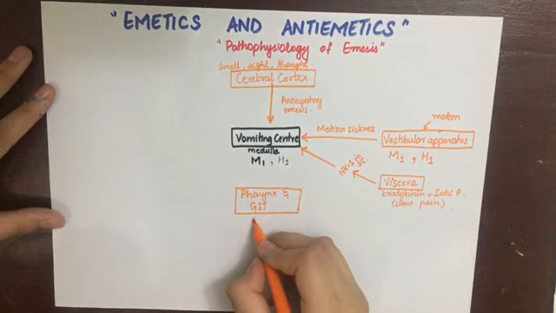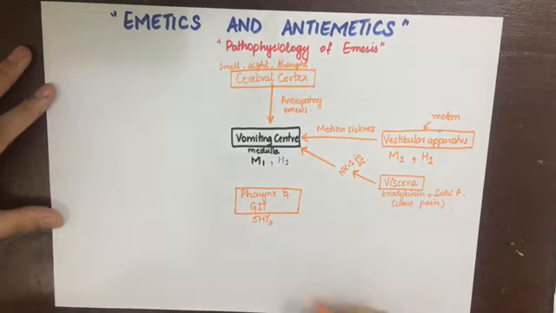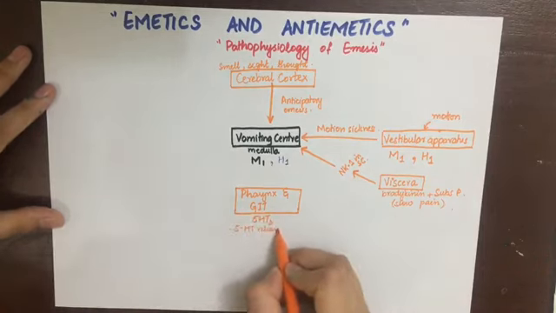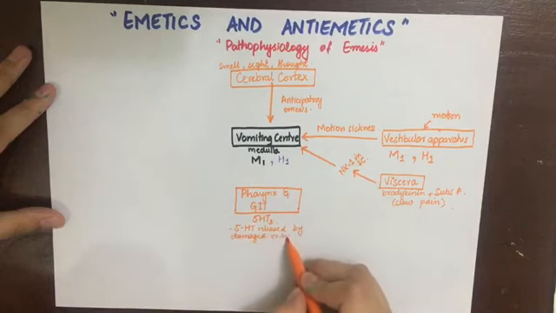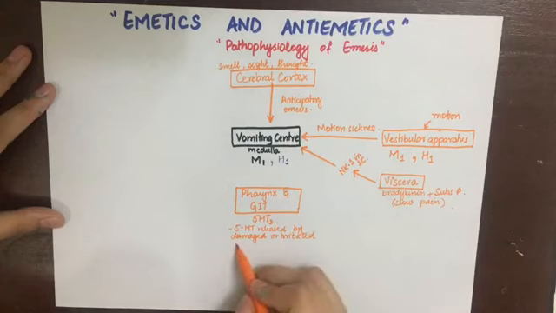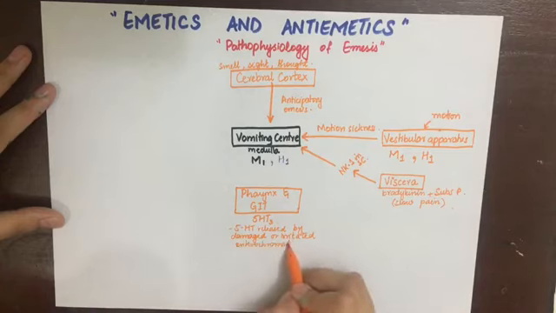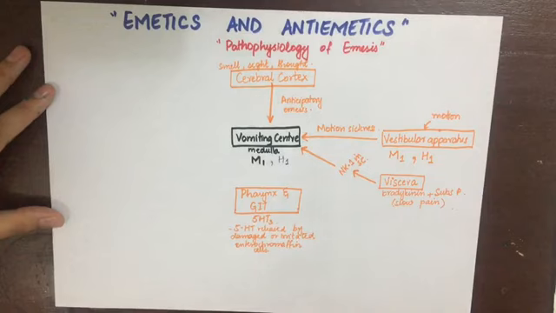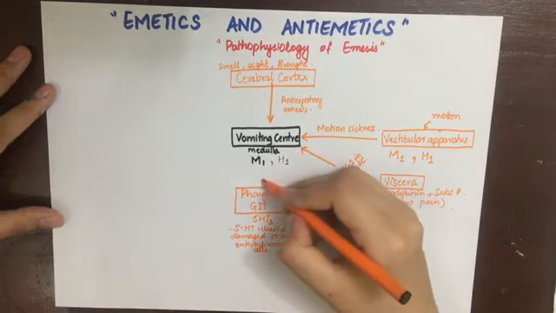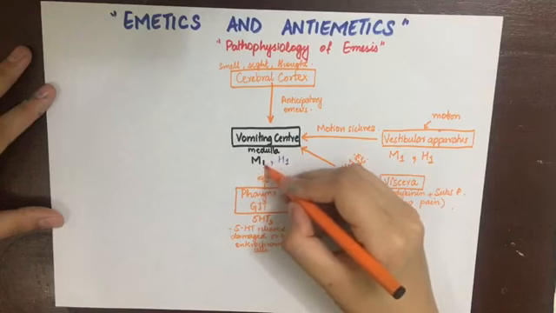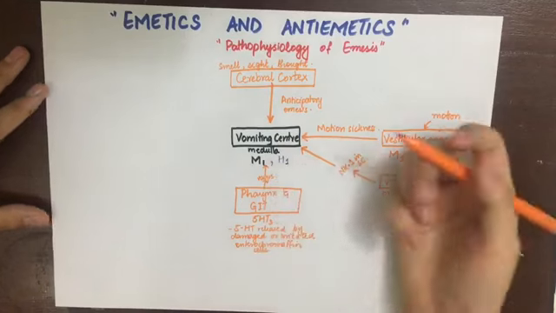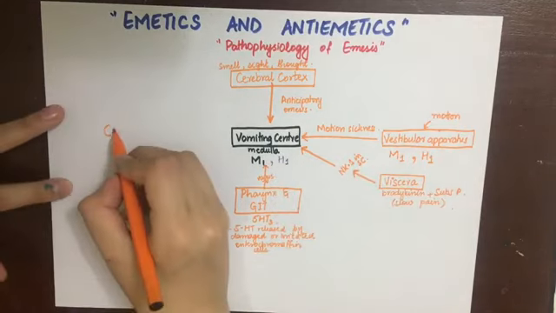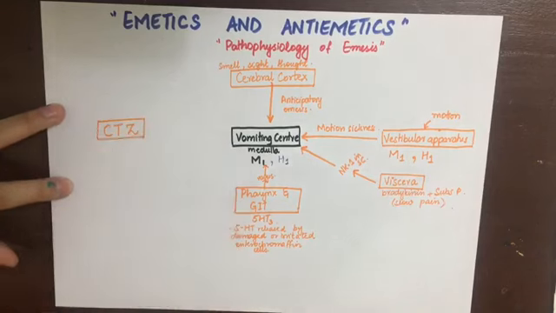Fourthly, the pharynx and GIT can also cause vomiting. How? The GIT mostly has enterochromaffin cells which release serotonin. Now, any irritation to the gastric mucosa by chemotherapy, radiotherapy, or any mechanical irritation to the pharynx can increase the release of serotonin and tell the vomiting center via the afferent vagus going to the nucleus of tractus solitarius and then to the vomiting center to cause vomiting.